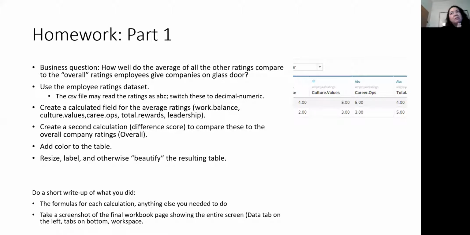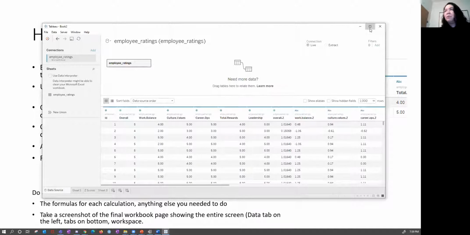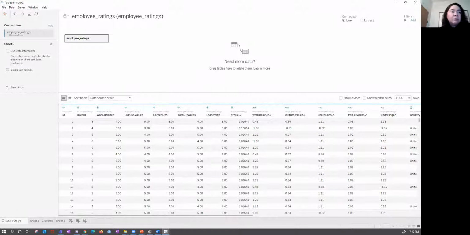We are going to answer the question of how well the average of all the other ratings compares to the overall ratings employees give companies on Glassdoor. The data set for this is the one that I was just showing you, the employee ratings. To give you a little more context, employees give ratings on a number of questions. These first ones here are all the questions.